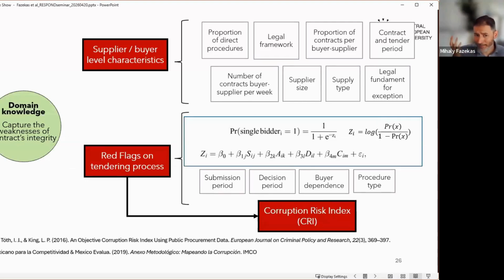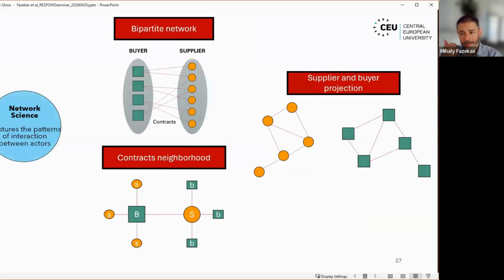So the domain knowledge or red flags, if you like, are coming from red flags on the tendering or contract level. This was the single bidding, advertisement or submission period, procedure type, and so on and so forth. We have aggregations. I mentioned to you that quite a few people in the literature use the contract level red flags and aggregate them to supplier or buyer level. So you can think of a single bidding share, versus just whether the contract was single bidding or not. You can have a couple of control variables like the period, the year, the supply type, and so on and so forth. And then I'll spend a bit of time on explaining these colorful little charts.